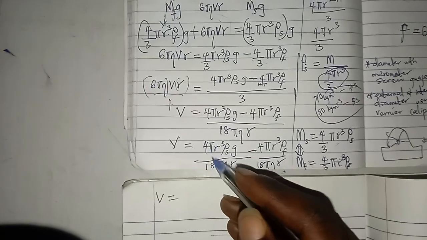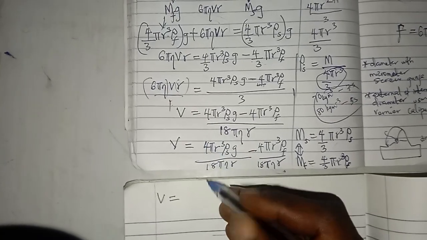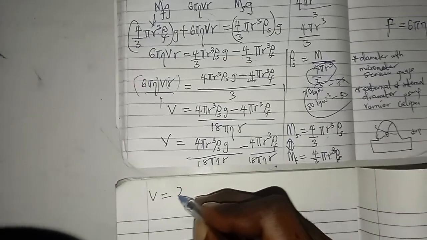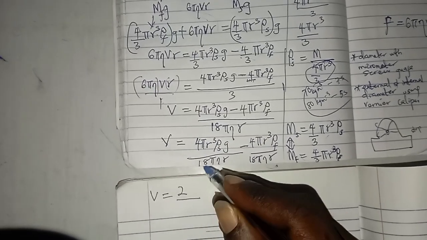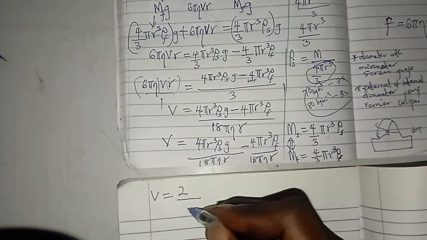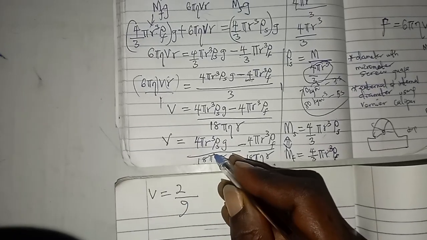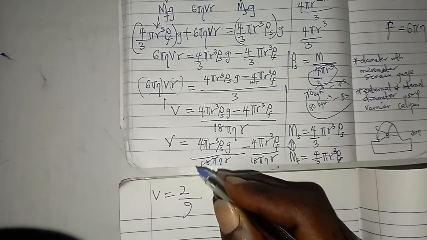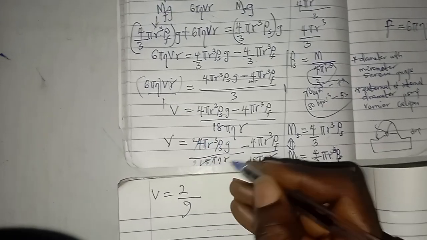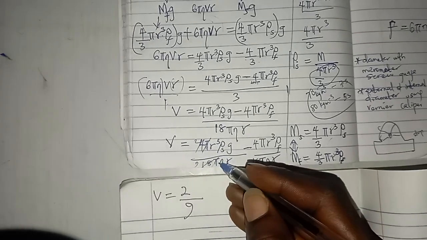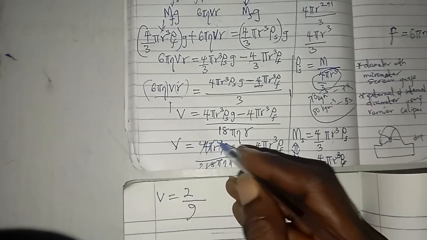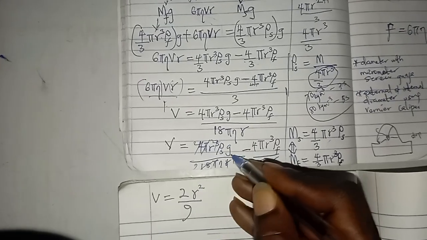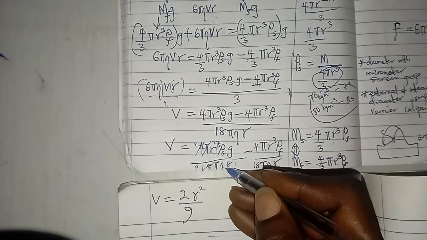Sorry, if I do 4 divided by 18, I'll have decimal points, and I don't want to have decimal points, so I'll say 2 here, 2, then all over 2 here, 9. Pi here, pi here. Now, r here, 1, r here, 2, so I have r square.